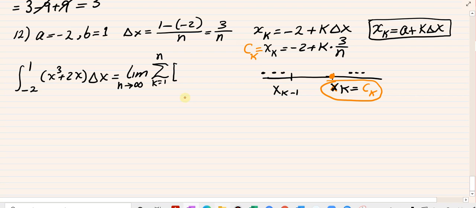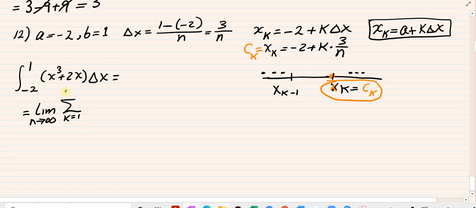Okay, and let me just, so I have more space, let me move this down below. So this is going to equal the limit as n goes to infinity of the sum k from 1 to n of, now I'm going to plug in c sub k into x cubed plus 2x.